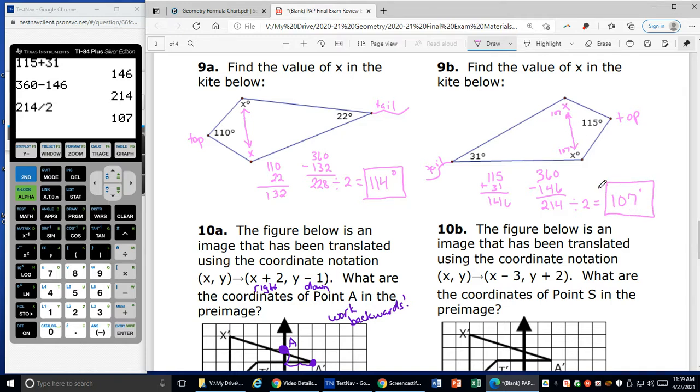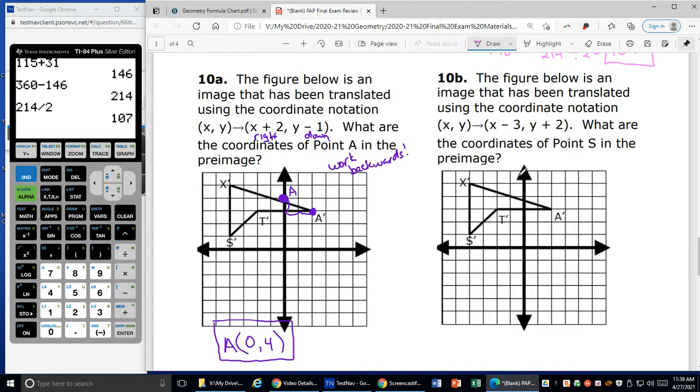Okay, let's look at 10B. The figure below is an image that has been translated using the coordinate notation (x, y) goes to (x minus 3, y plus 2). What are the coordinates of point S in the pre-image? So again, I'm looking for the pre-image, which means I'm working backwards. Originally, x minus 3 means I moved left 3, and then y plus 2 means I moved up 2.